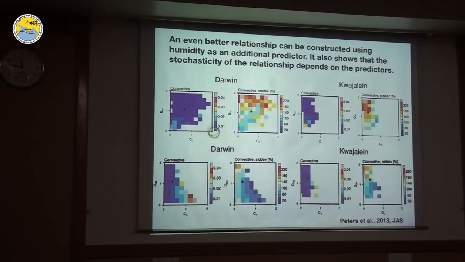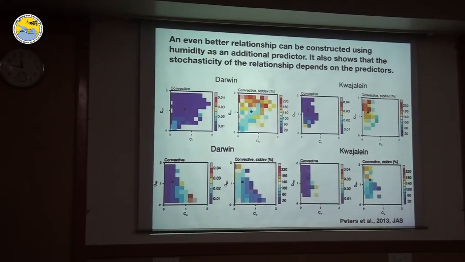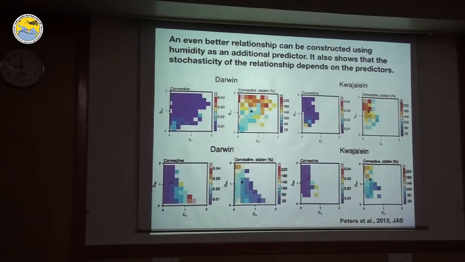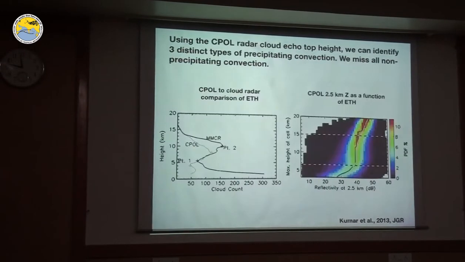But if you use a different pair of predictors, it doesn't look that stochastic at all anymore. So the warning for those of you who work on stochastic physics, what you call stochastic depends on what your predictors are. Right? If you use the wrong predictors, it will be extremely stochastic. If you use good predictors, it may be less stochastic. So when we have this debate about how stochastic is convection, the first question we need to ask is, well, how are you trying to predict it? What is your mechanism of saying something about convection?